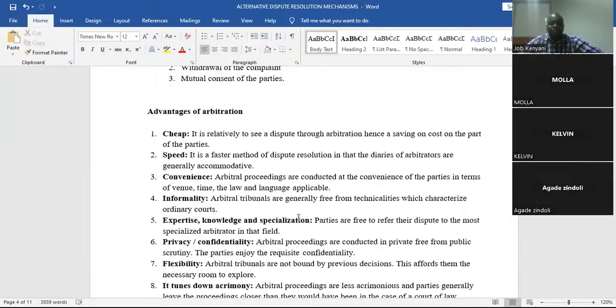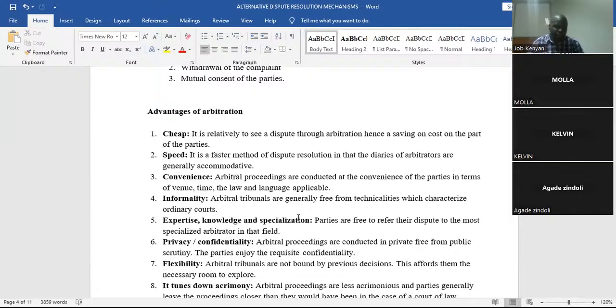Informality: arbitral tribunals are generally free from technicalities which characterize ordinary courts. So sometimes you've heard a matter has been taken before a court of law, but it has been thrown out of the court due to technical issues. Maybe they presented evidence late, or they presented evidence not in the correct format. Such technicalities lead to a matter being thrown away by the courts. You have to, for example, file afresh. But of course, there are time limits, so if you fail to meet the time limits, then that will be the end of it all.